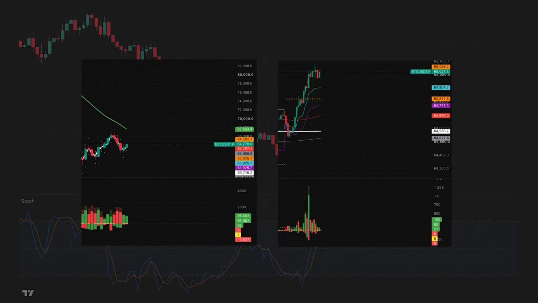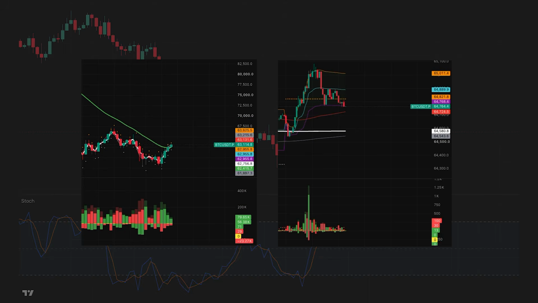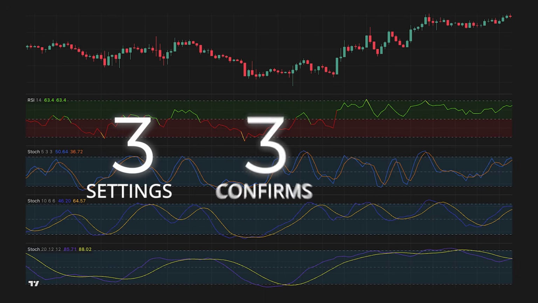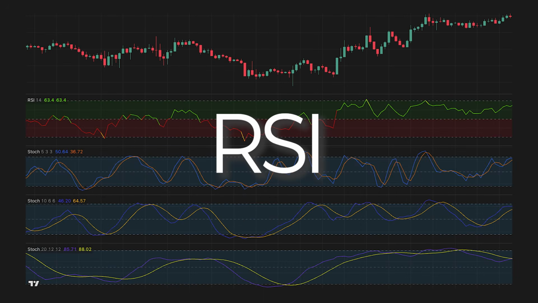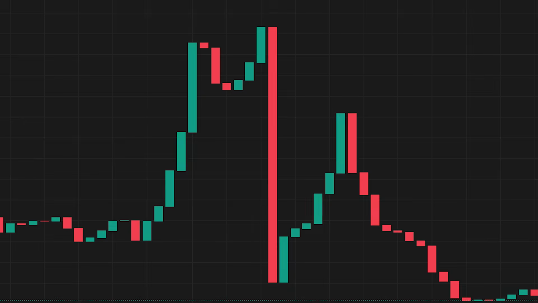What matters is how you combine it with others. I have my own indicators too. I built them over 15 years of trading, but today you don't need them. Everything we're covering today can be done with free indicators. 3 setups, 3 confirmations, 3 entries, and RSI. Put these 3 threes together, and the strategy is complete. And at the end, I'll show you the day this strategy failed.